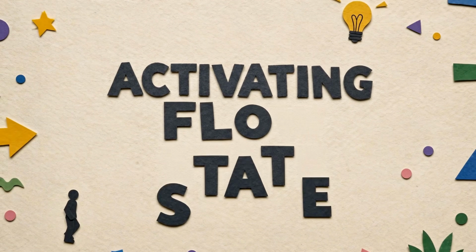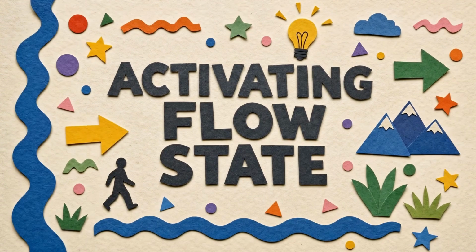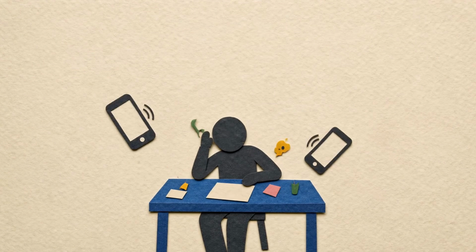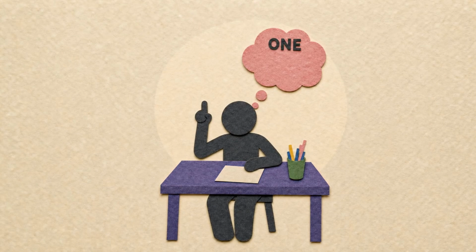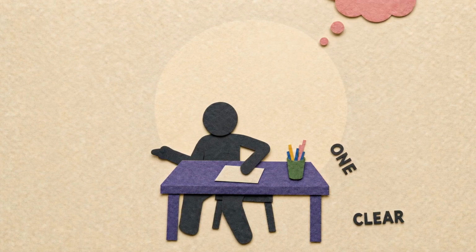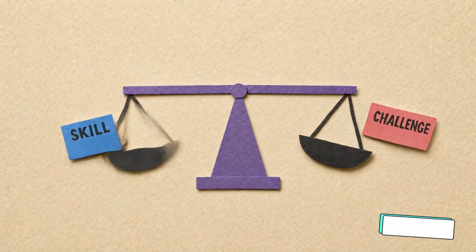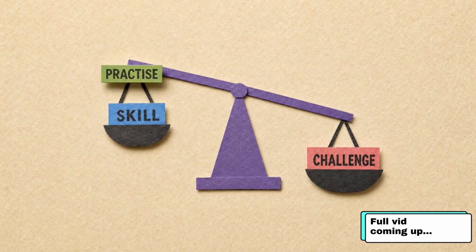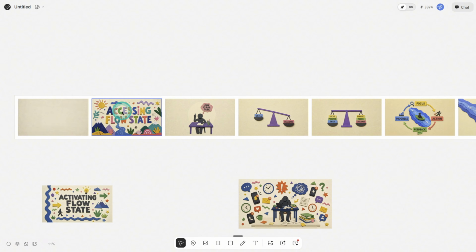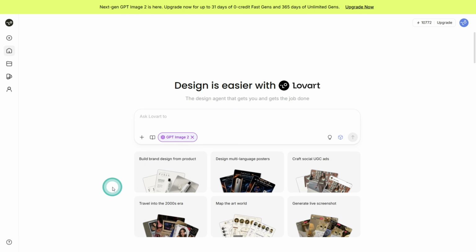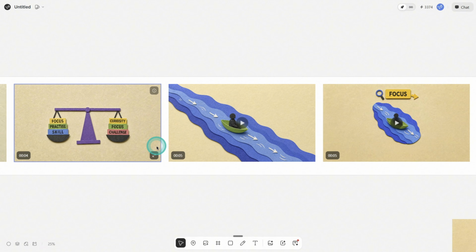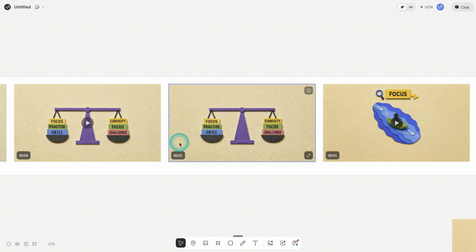Self-made looking animations like this can stop people scrolling and gain millions of views, but you don't need to cut out hundreds of paper pieces to make one. In this tutorial, I'll show you how I built this full paper cutout animation inside Lovart, starting with AI-generated images, editing the design directly on the canvas, and then turning those scenes into a finished animated short. Let's get into it.